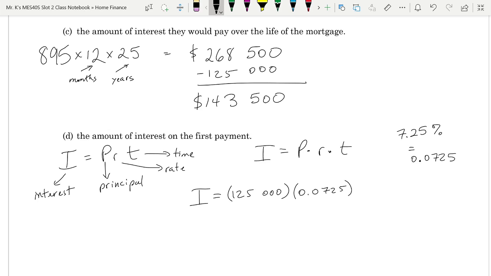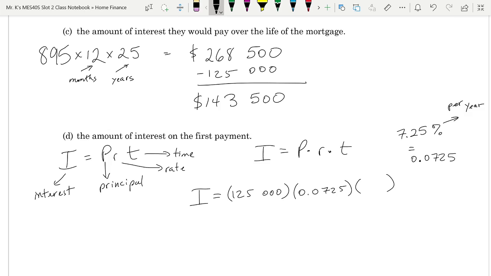And time, now, the time here has to be in months. But wait a minute, that interest rate is 7.25% per year, and you're making monthly payments. So how much of a year is a month? How much of a year is a month? As a fraction. Anybody? How much of a year is 1 month?